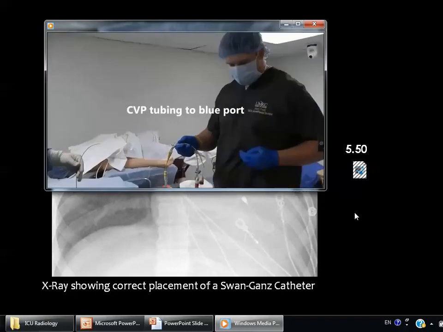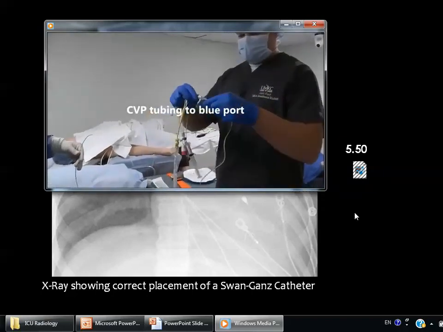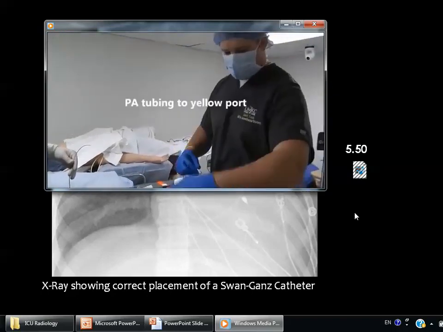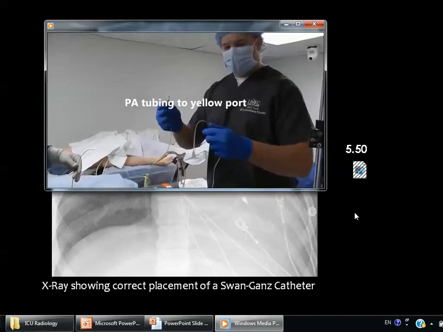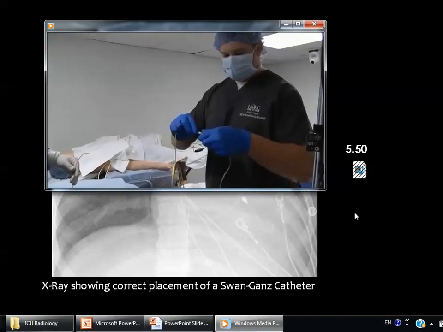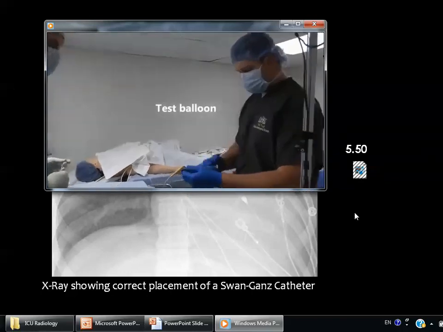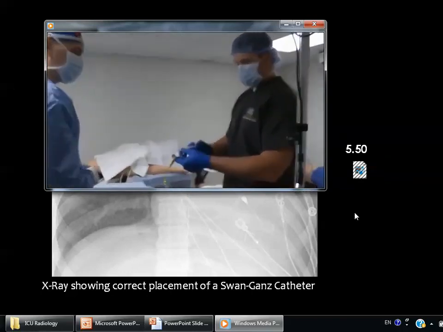Now I'm going to hook up my CVP tubing to the blue port. And then I'm going to hook up my PA tubing to this yellow port here. Alright, brother, let's test the balloon. Balloon up. Okay, balloon's good. Deflate the balloon.